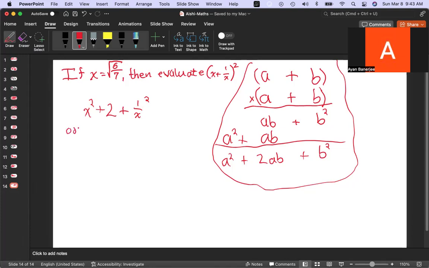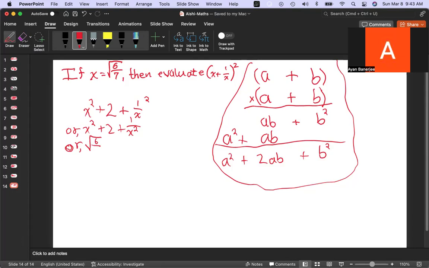So let's change this equation to x squared plus 2 plus 1 by x squared, because 1 squared is 1 and x squared is x squared because we haven't substituted yet. Now we're going to substitute the value since it's simplified. So x is equal to root of 6 by 7.